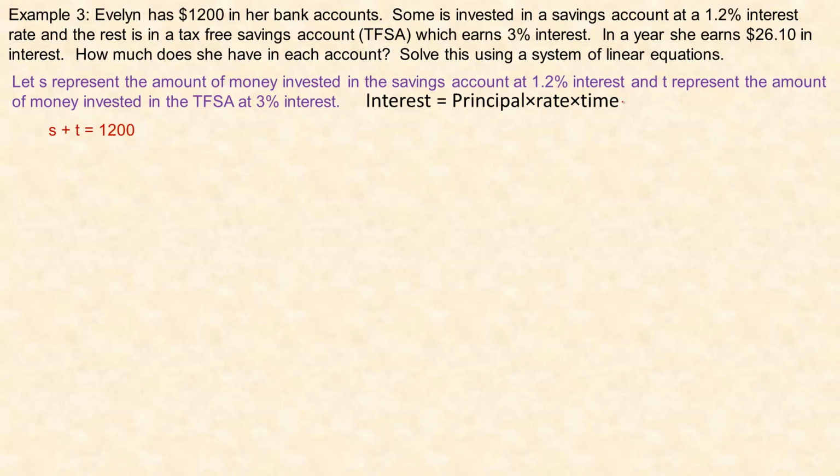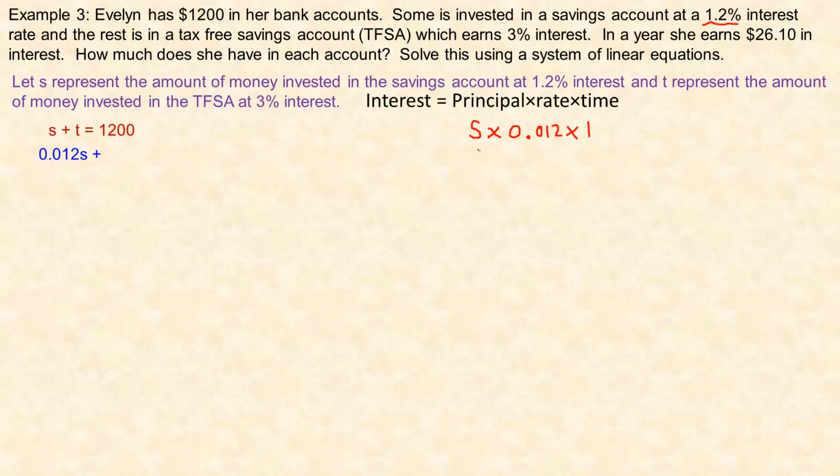So for the savings account, S is the number of dollars in the savings account. And we will multiply that by, now we need to write this 1.2% as a decimal. So it'll be 0.012. And it says in a year, so the time would be 1 year. So if we multiply S by 0.012 times 1, well, that's 0.012S.